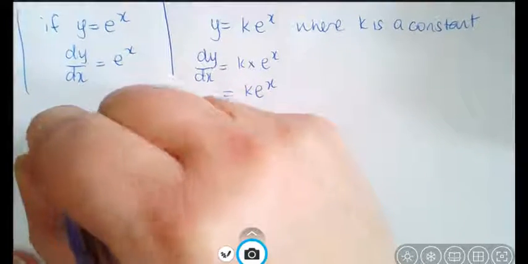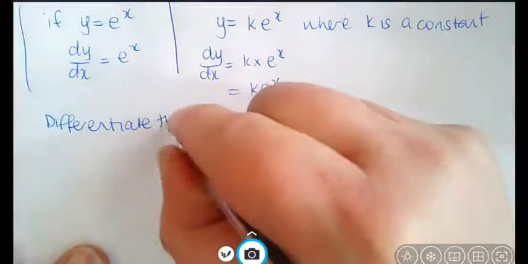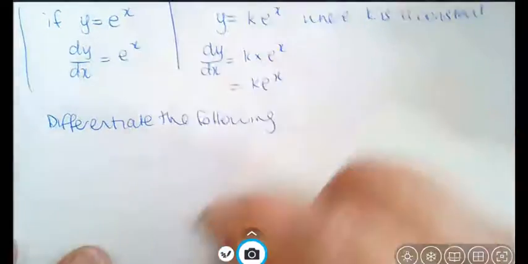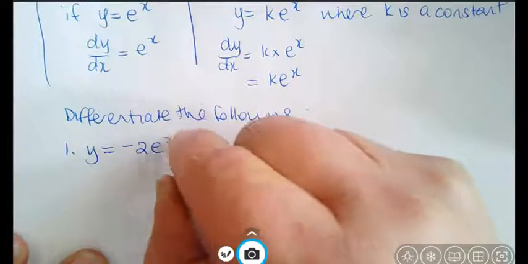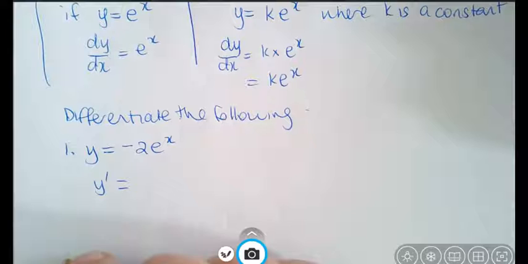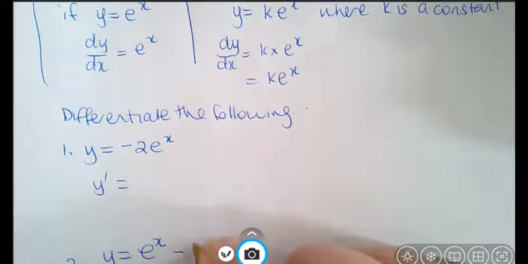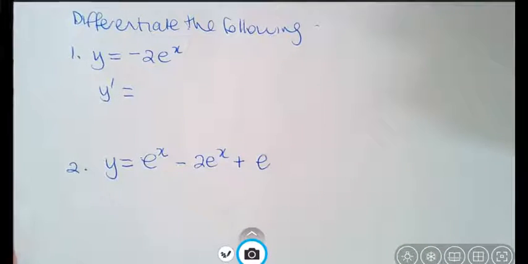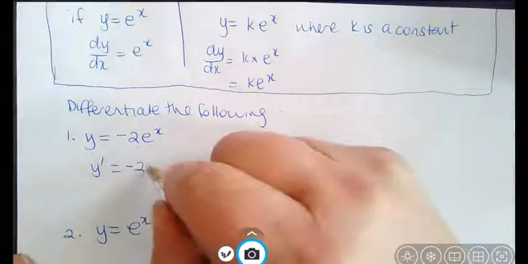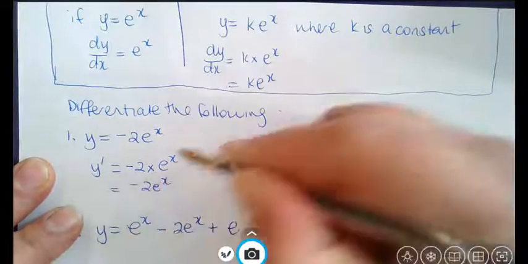All right, so let's just differentiate a few more. Differentiate the following. I'm just making them up as I go. y equals negative 2e to the x. y dash is... The derivative of this is just negative 2 times the derivative of e to the x, which is e to the x, which is negative 2e to the x.